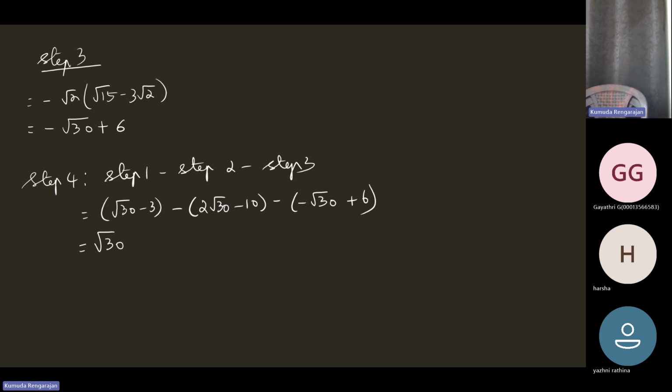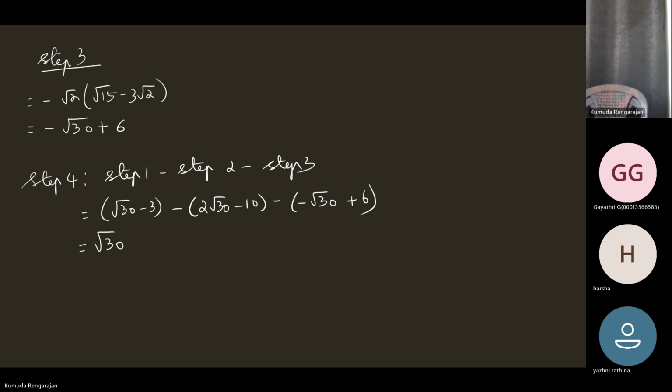Yeah, okay, root 4 is 2, no? Root 2 into root 2 is 2. You should not write root 4. Root 2 into root 2 is 2. Root 3 into root 3 is 3. Root 5 into root 5 is 5. That's right. Root 4 is correct. But what is the value of root 4? 2, right? Yeah.